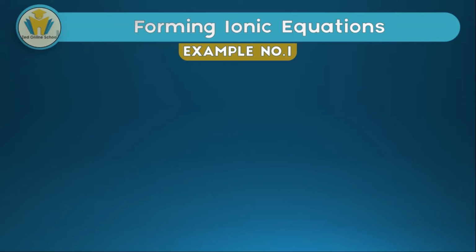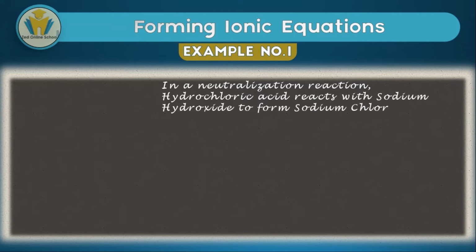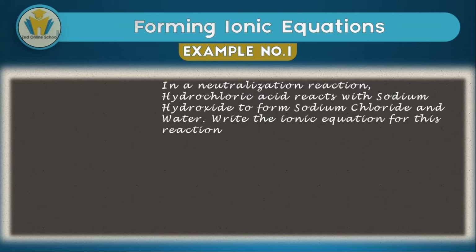In this video, we're looking at 2 examples. These 2 examples have been selected so carefully that most of the things you encounter when handling questions will be sorted out. In our first question, we're looking at a neutralization reaction. Hydrochloric acid reacts with sodium hydroxide to form sodium chloride and water. After these react in this way, we are now asked to write the ionic equation for this chemical reaction.